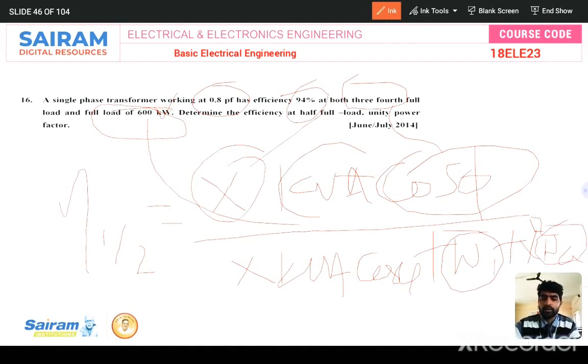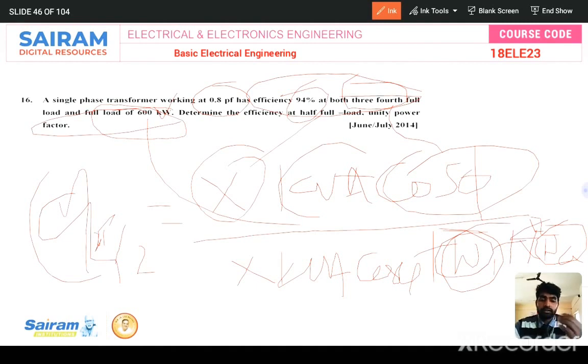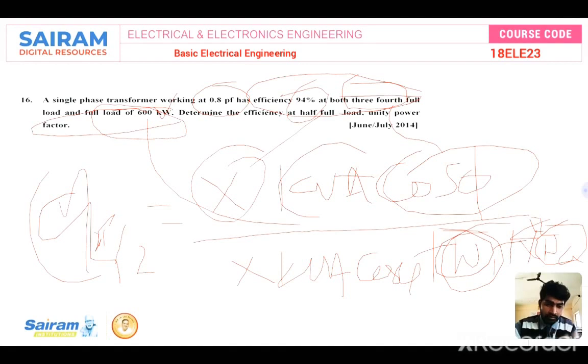We need to calculate them by using the 3/4 of load and then full load equations. Just substitute 94% here, you can calculate Wi and WCU, you will get two equations. Directly you can solve the problem. Alright, so let me see the solution for this problem.